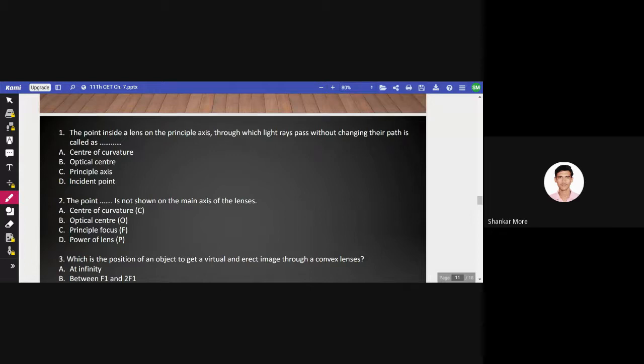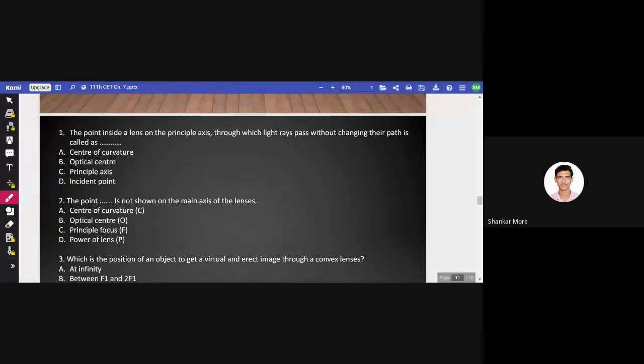Okay, so the first thing is: the point inside a lens on the principal axis through which the light rays pass without changing their path is called center of curvature, optical center, principal axis, or incident point. So optical center, theek hai.